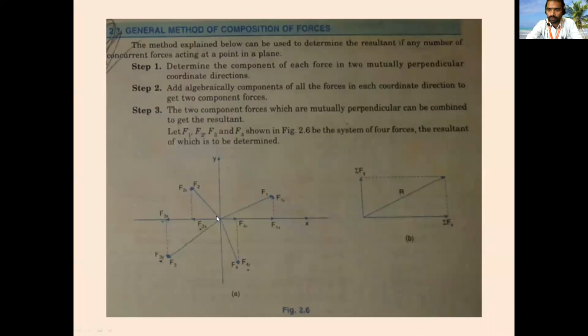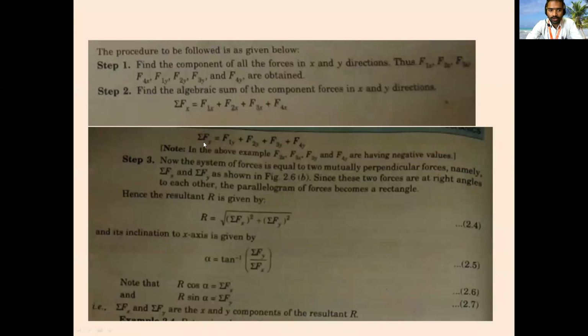What will you do? How will you find the resultant of many forces? First, you have to resolve the given forces, that is F1 of x and F1 of y. Then you have to find the algebraic sum of all the forces along the horizontal direction, that is sigma Fx. Then find the algebraic sum of all the forces along the y direction, that is sigma Fy. Then sigma Fx and sigma Fy are perpendicular to each other, so these are two forces. Now you can apply the law of parallelogram of forces.